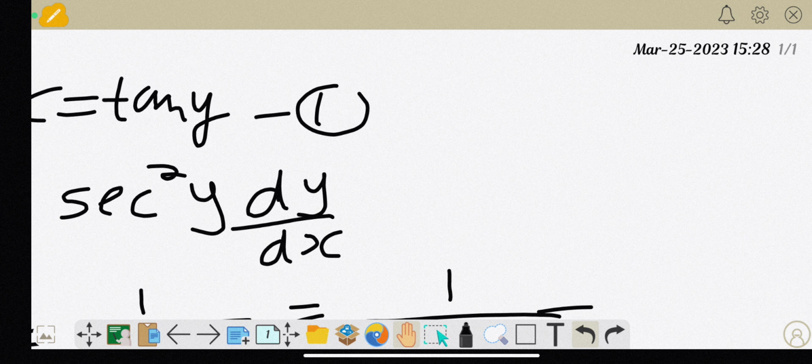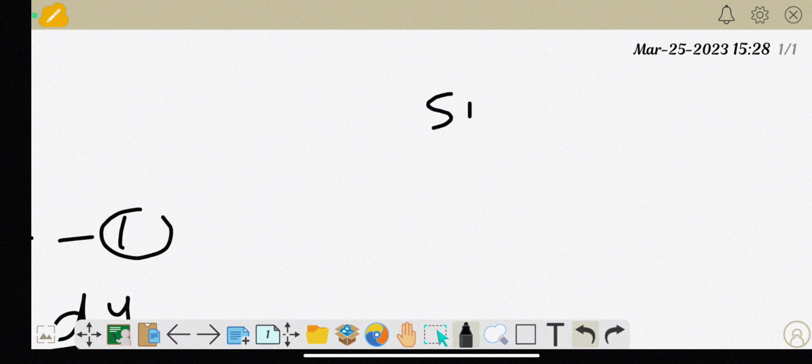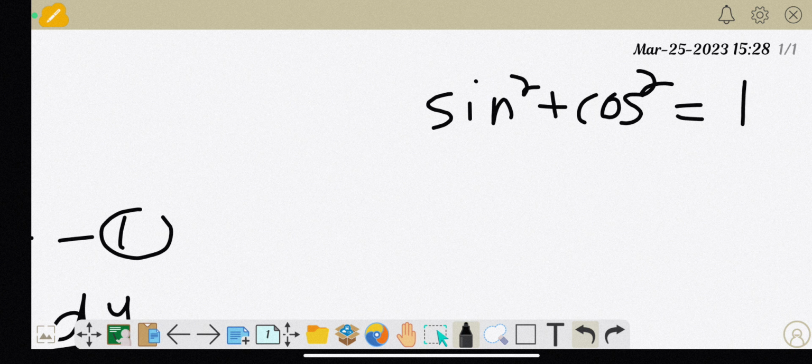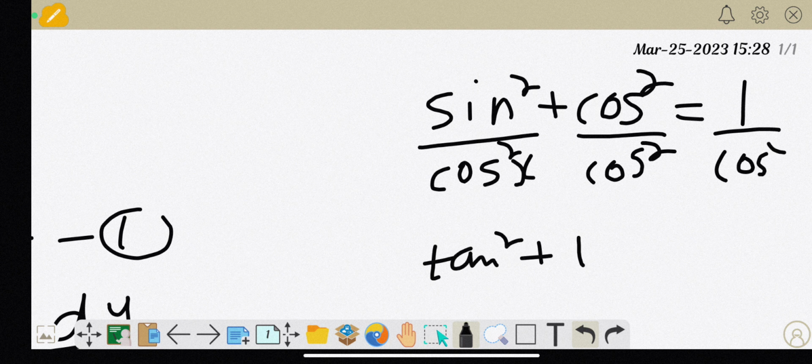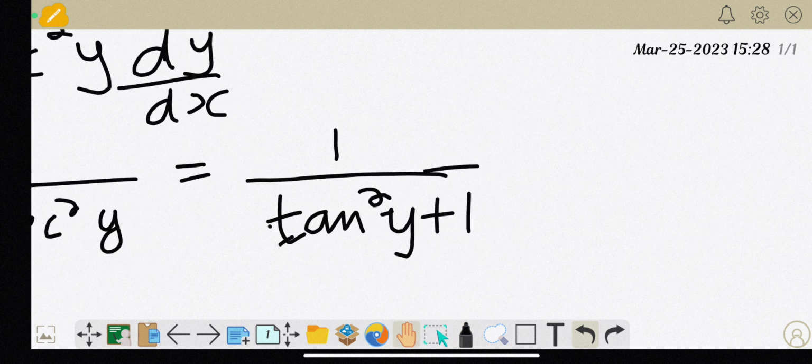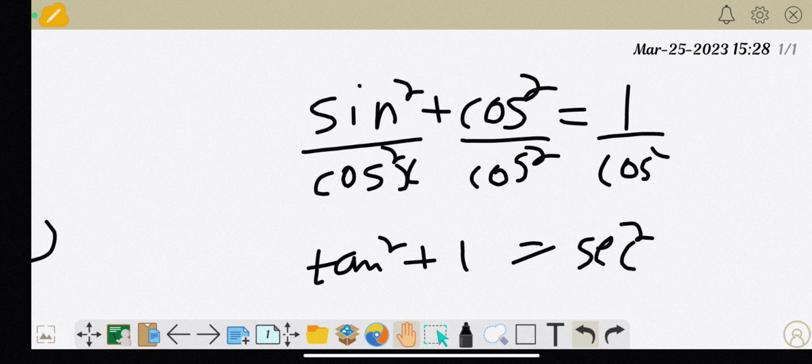So we have three basic identities, correct? If I have sine square plus cos square equal to 1, now what I will do is divide by cos square on both sides. So what I will get is tan square plus 1 is equal to, here, 1 by cos square is secant square, correct? So secant square I have replaced by tan square plus 1.